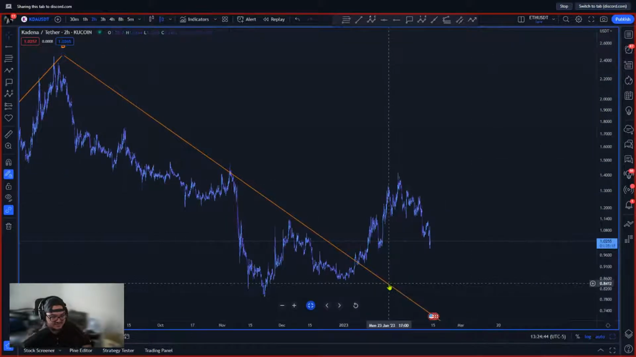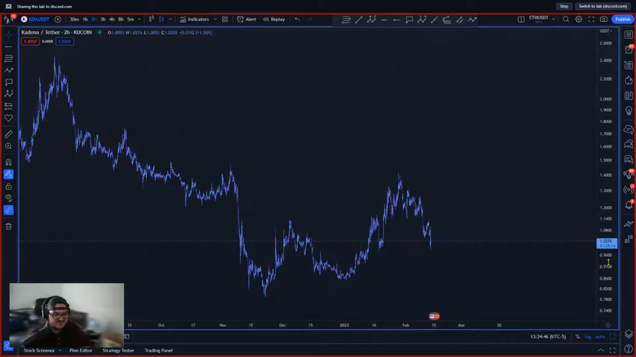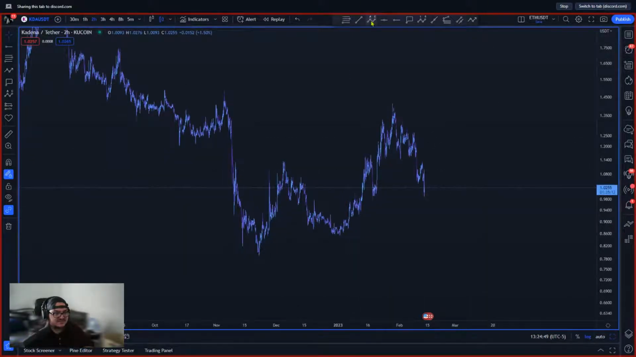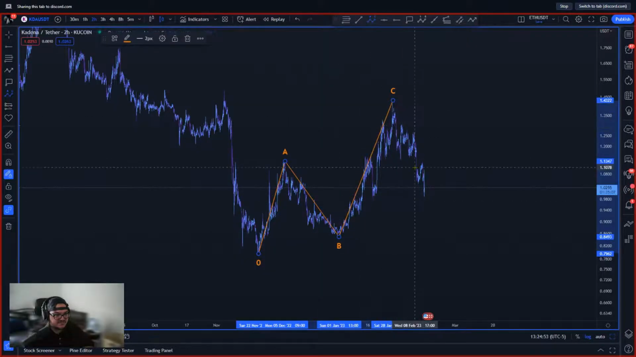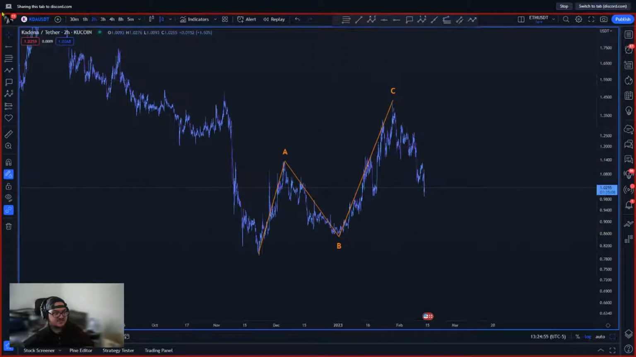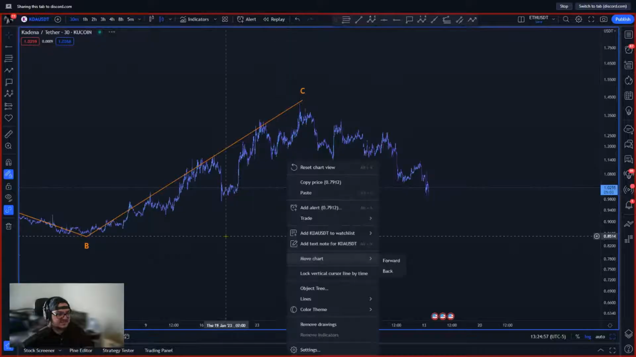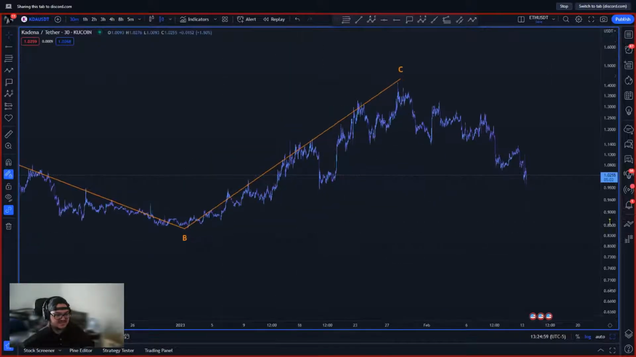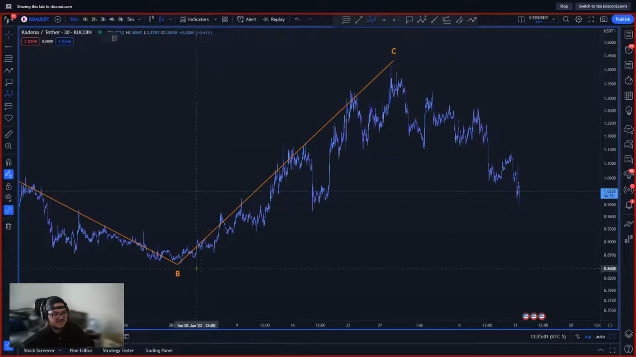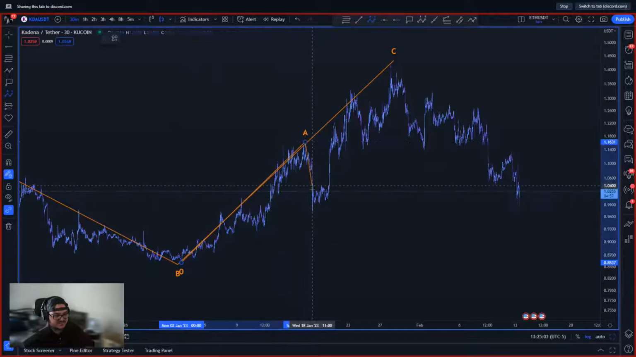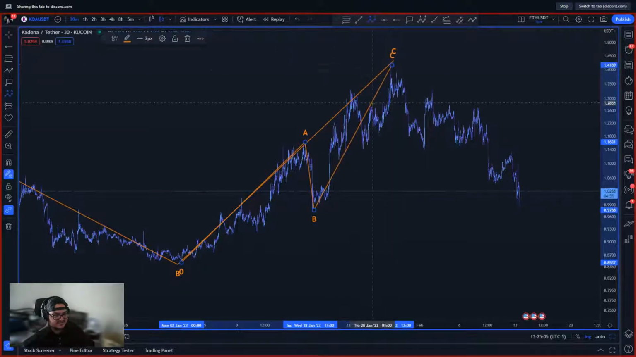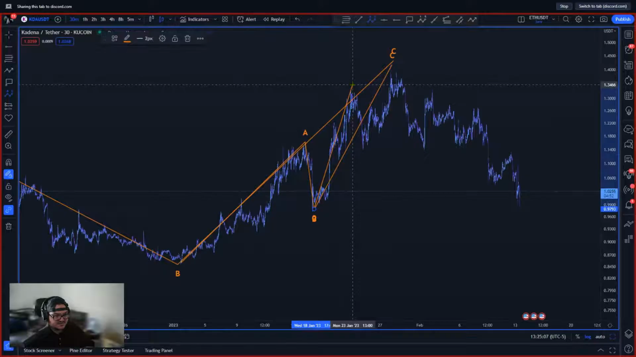On a 2-hour, guys, this was a very large ABC. I did not take this exact position. Right. We have an A to a B to a C. And if I zoom in a little bit more, the goal for me was to take an ABC within the C. Now, this might come off as a little confusing, right? ABC here. Then there's another ABC here.